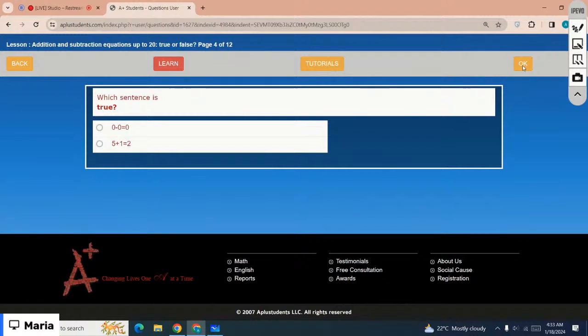Which sentence is true? 0 minus 0 equals 0 and 5 plus 1 equals 2. So which is the correct option? Which one is true? Yes, the correct option is 0 minus 0 equals 0, right? Because 5 plus 1 doesn't make 2.